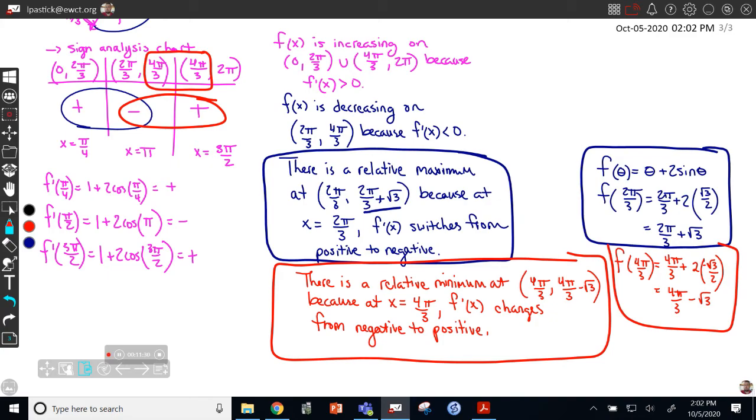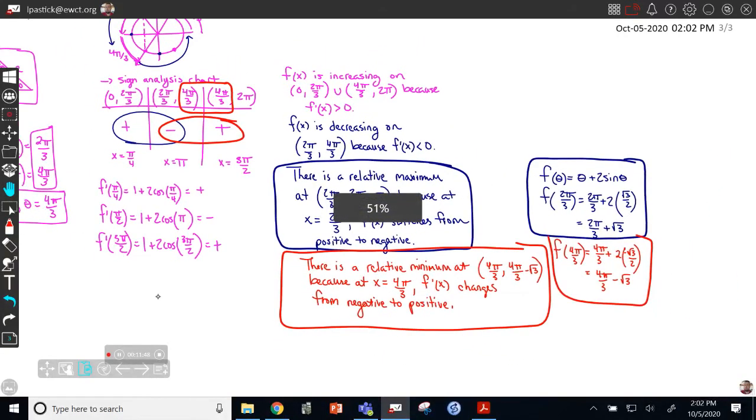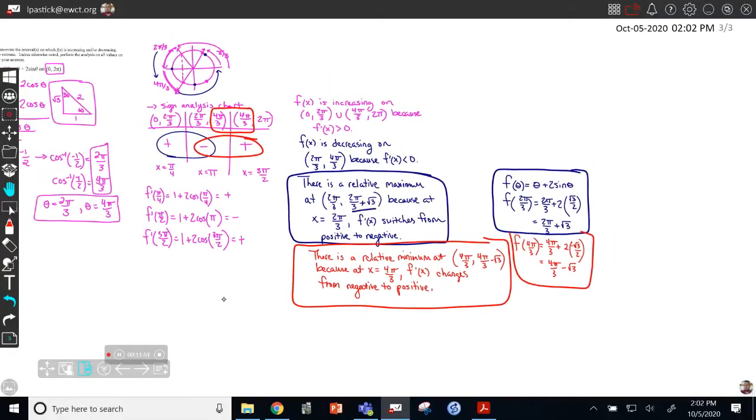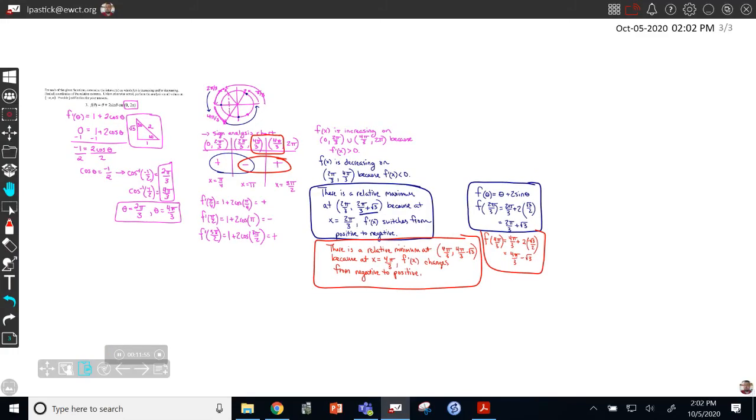Because at x equals 4 pi over 3, f prime of x changes from negative to positive. And it was a similar answer for the relative maximum before. It is because at x equals 2 pi over 3, f prime of x switches from positive to negative. So all in all, a good amount of work here, especially if you're not so great with the trig stuff. But look at all this that we did just to answer this question. Pretty darn cool, y'all. So we take a look at all that is required to answer this question.